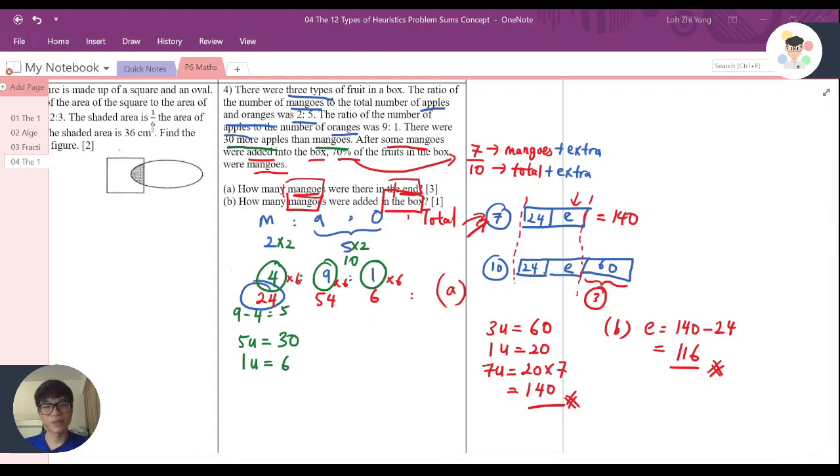It's an interesting question because it requires a little bit of thinking at the middle part here, with the bar modeling. However, it's actually a very interesting question to solve.